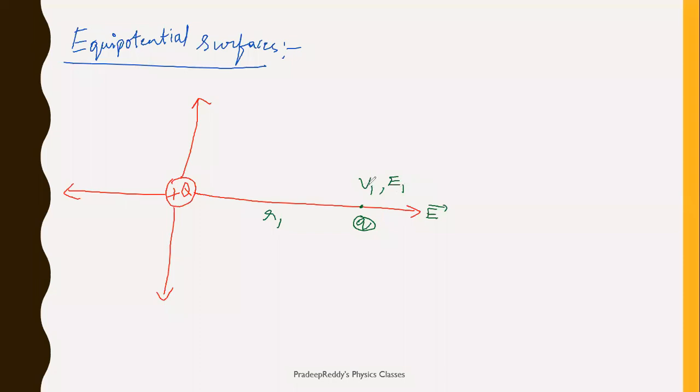So at a distance R1 from this capital Q charge, you have potential V1 and field E1. You can write down the relation between these two. V1 is equal to E1 bar dot R1 bar, or you can write V1 as the integration of E dot dr. This is the relation between field and potential, which I have represented here. Now at the same distance, for example, I'll be taking another point at this position, on the same line.